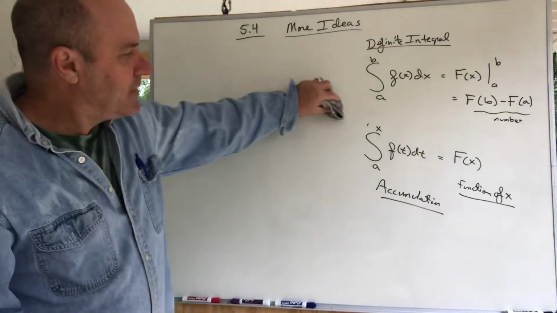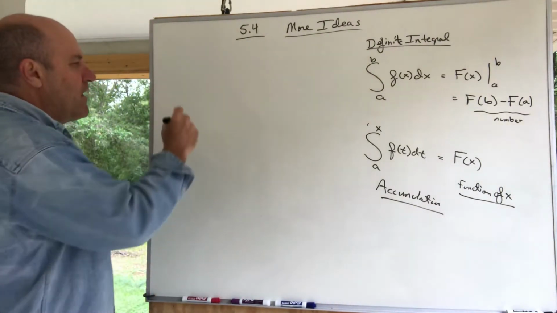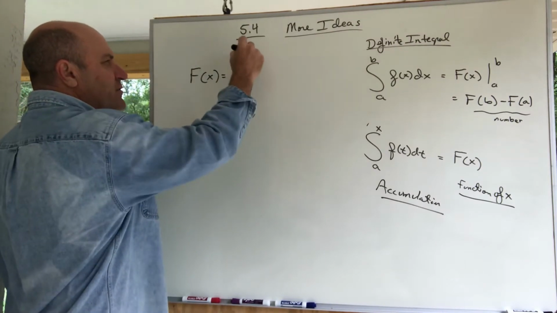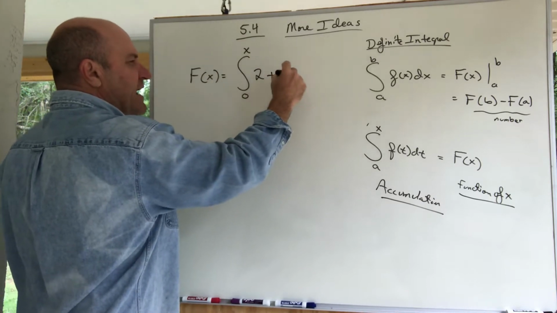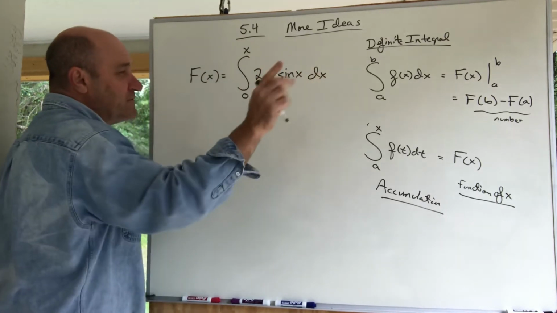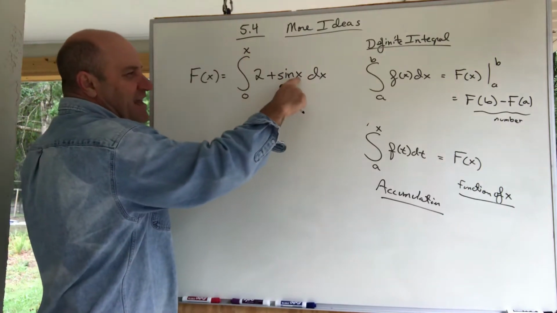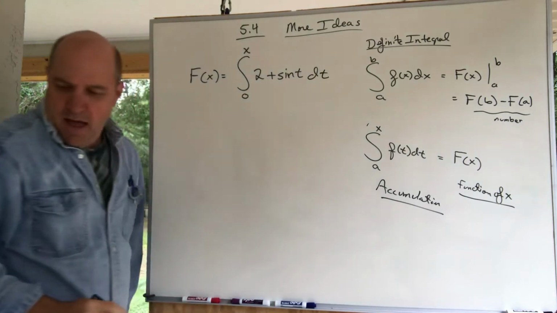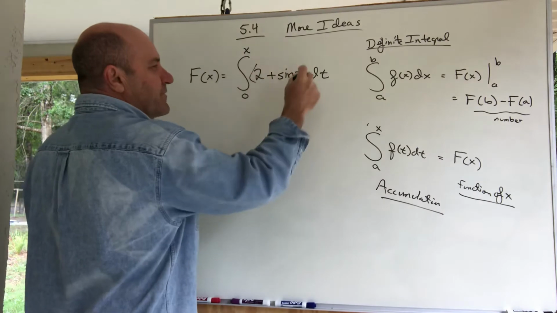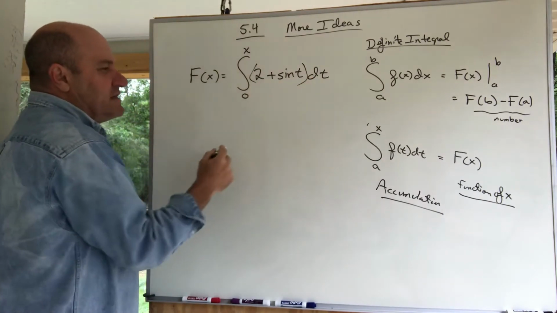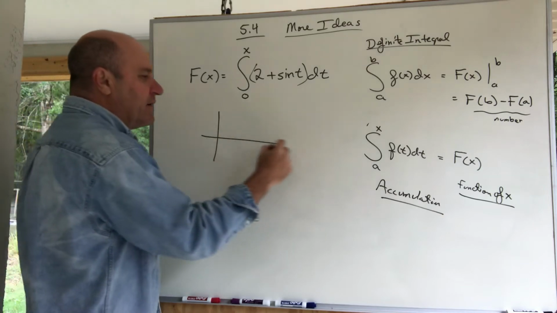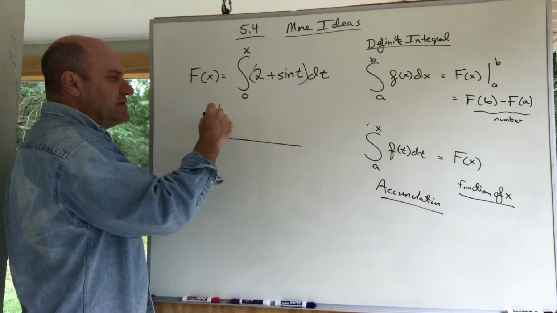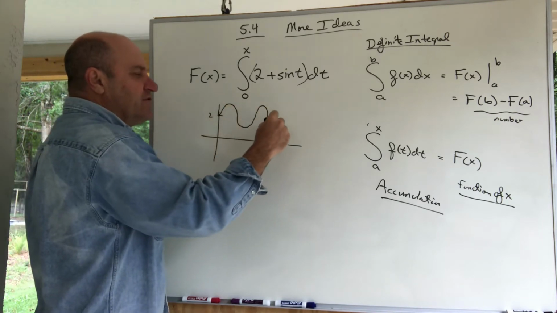So I made up this problem. F of x is this accumulation function, the integral from 0 to x of 2 plus sine x dx. Oh, oops, hang on. When that variable up there is x, I can't use x down here. That's not right. So we'll do t's down here. And just to illustrate what this is, like I said, I could think of this as the area under this curve. This is a 2. I think this is a sine function. 2 plus sine t.